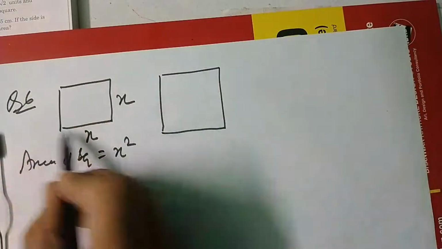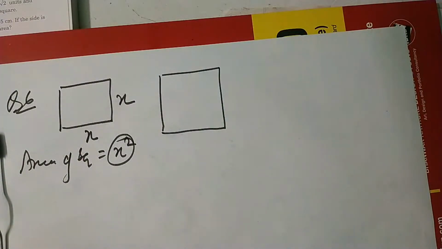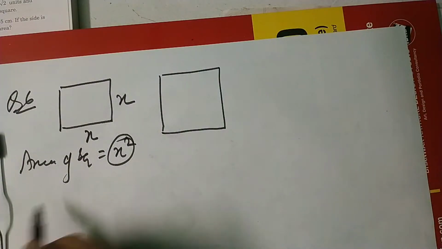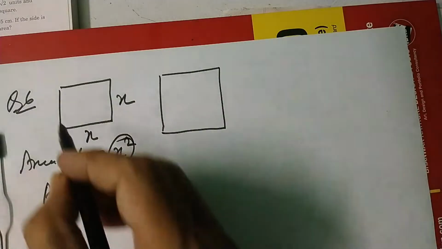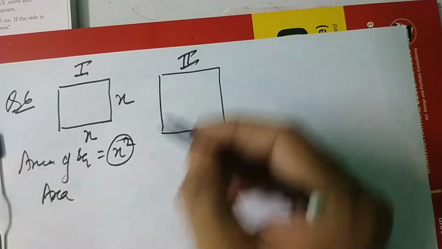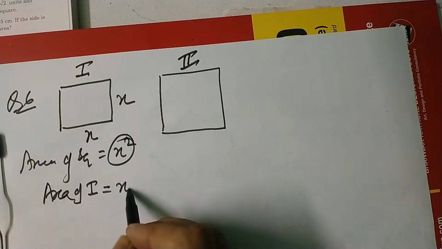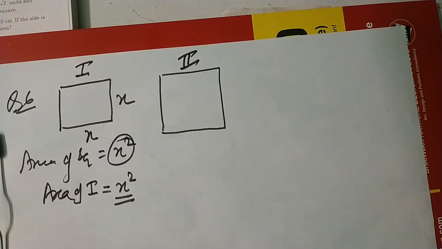What is the area of this square? Its area is x square. Okay, so area, this is the first figure, this is the second figure. So the area of the first square is x square. Got it?